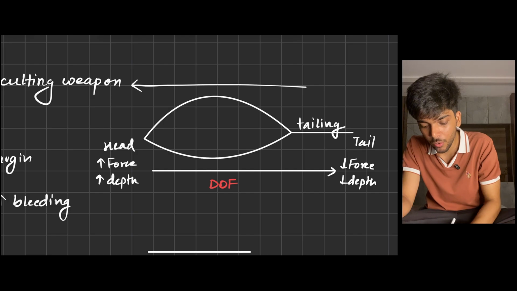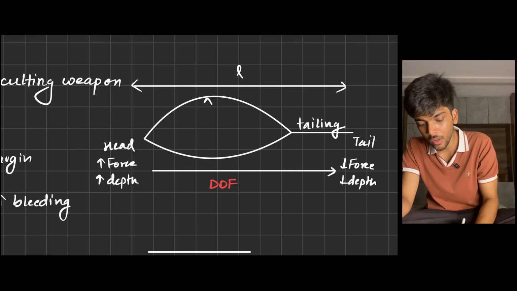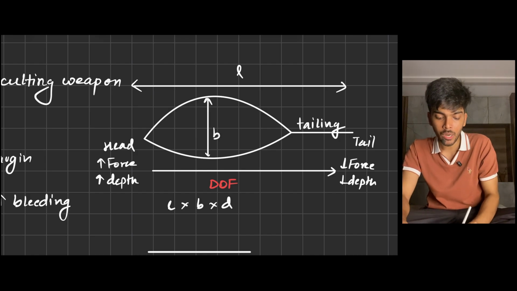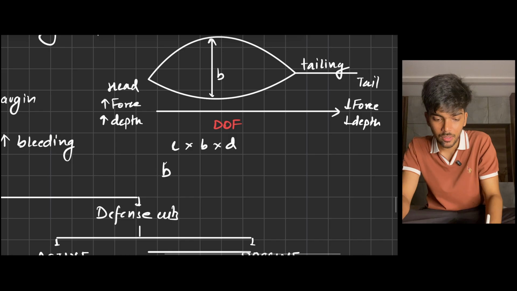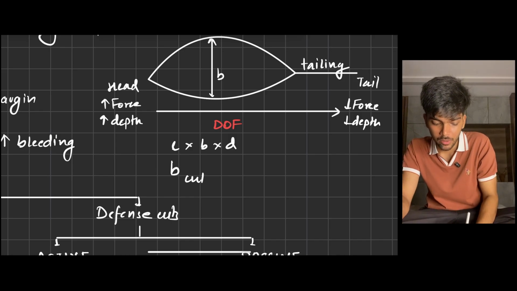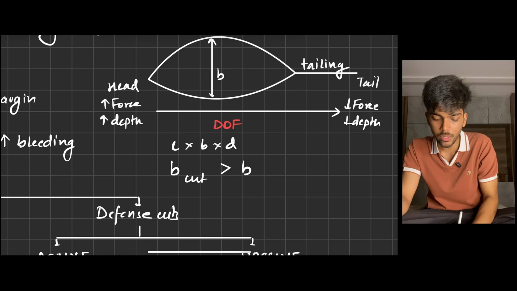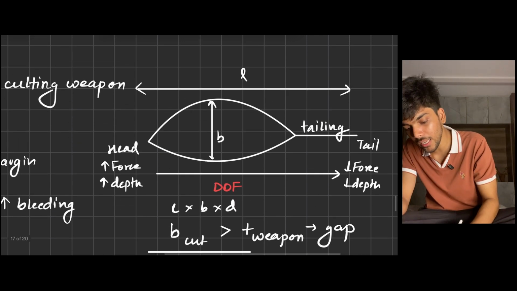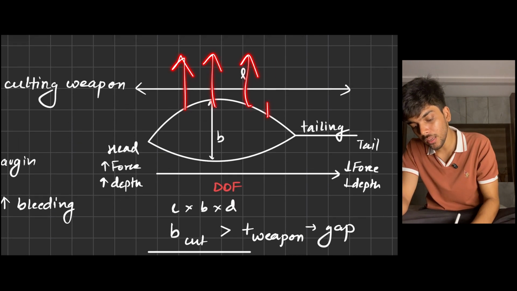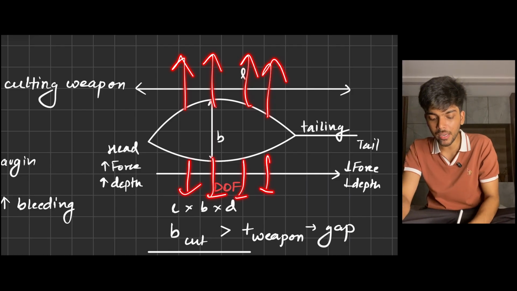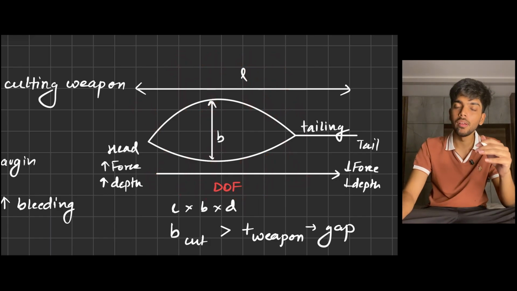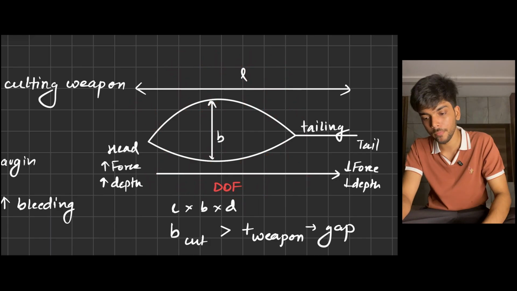You can appreciate the following dimensions. You can appreciate the length, the breadth, and also the depth. So length times breadth times depth. What you need to remember is that the breadth of the cut is usually more than the thickness of the weapon itself. That is because of gaping. Due to the collagen fibers over the skin, it pulls the wound apart and gaping takes place. That is why the wound is spindle shaped and its breadth is more than the thickness of the weapon.